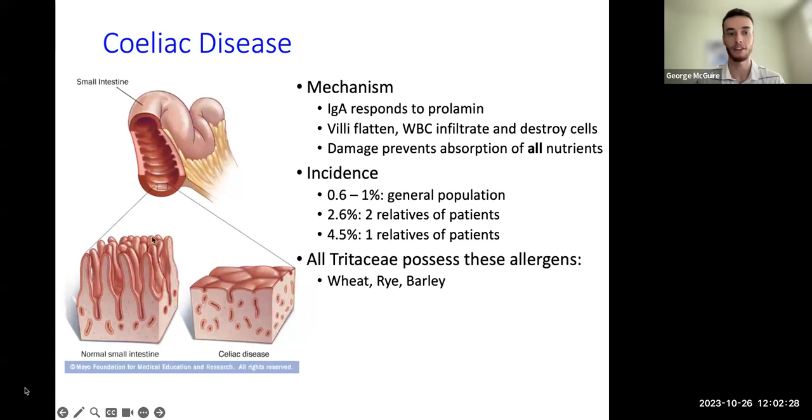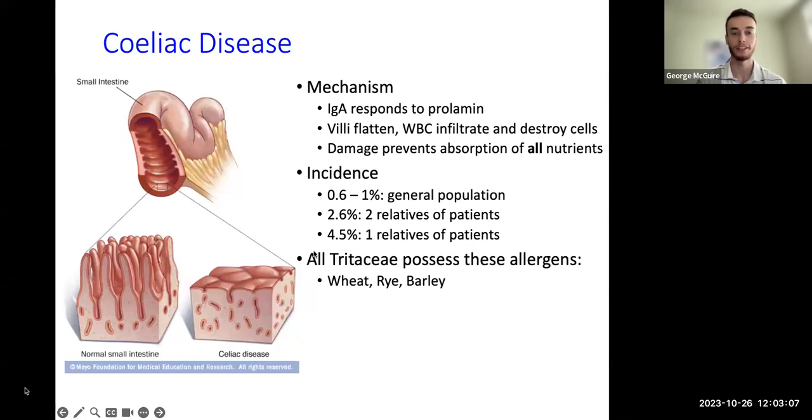Right? So instead of having all of these big ridges with brush borders with lots of microvilli sticking out so that it can absorb a lot of nutrients, this tissue ends up being flattened. And thus we have a much less efficient process of absorption and much less absorption occurring overall. So celiac disease is relatively uncommon, about 0.6 to 1% for the general population, a 2.6% prevalence when 2 relatives have it, and 4.5% when 1 relative has it. Right?